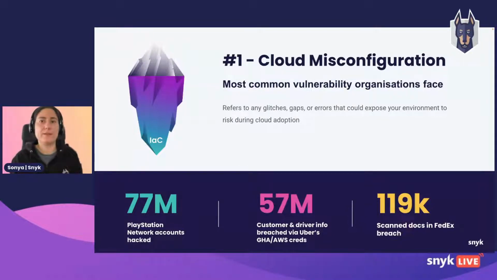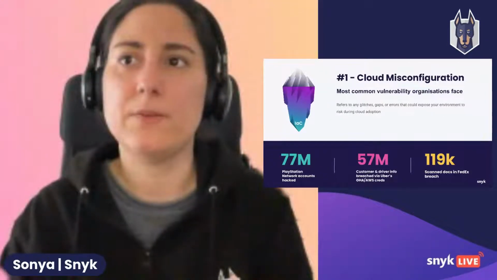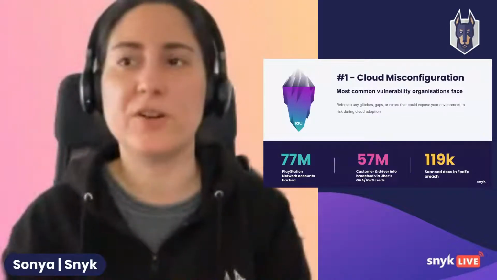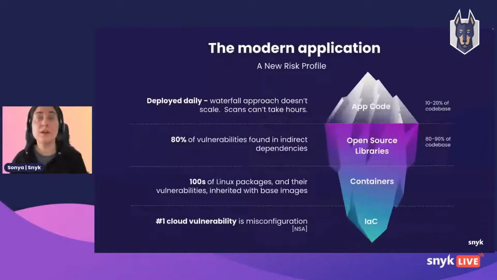Uber also had a 57 million customer and driver information breach, because one of their repos was public and had AWS creds on it. And FedEx had 119,000 scanned documents in part of their breach. So, the modern application. Oh no!